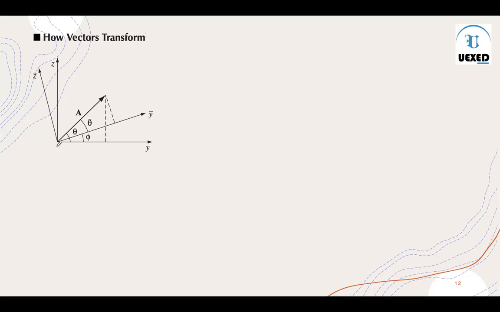Now if you define this vector a in the zy coordinate system, what are the components of a? You can say that ay equals a cos theta and az equals a sin theta. This is very clear, right? Does everyone understand this? Yes, sir. Okay, now you transform it. After transformation, what could be your ay bar? Can somebody tell me?